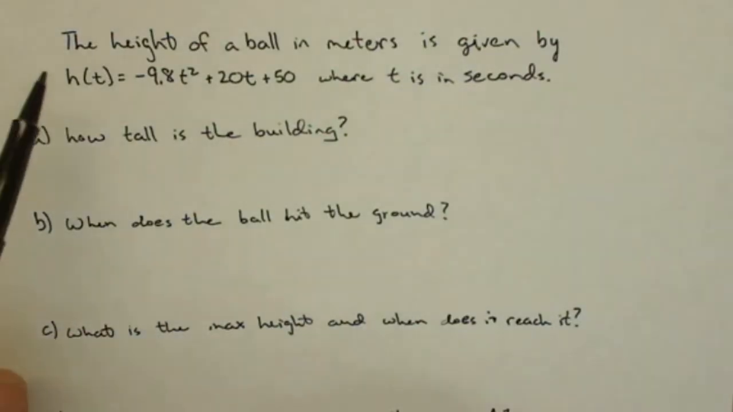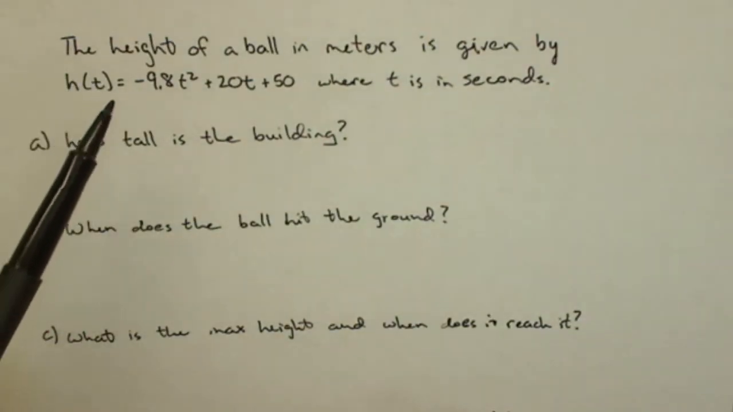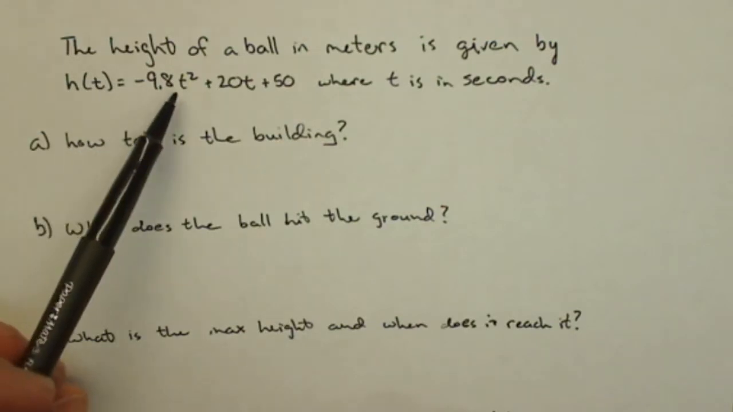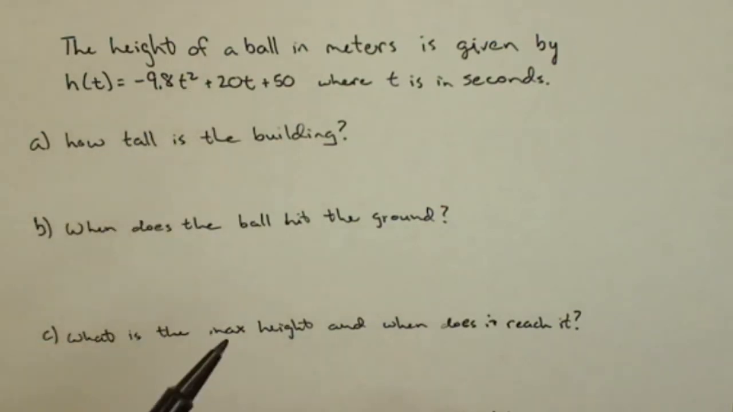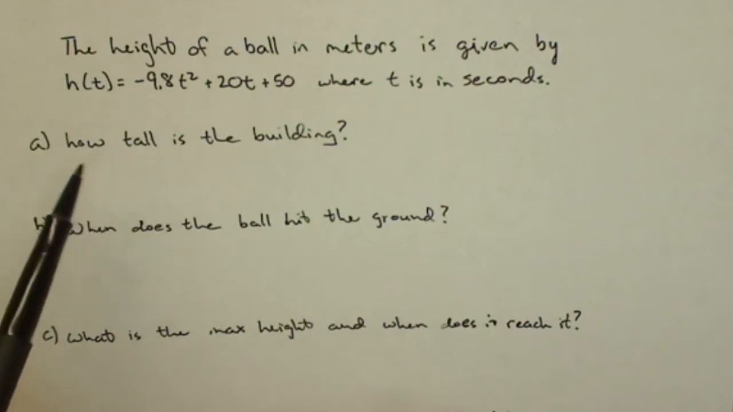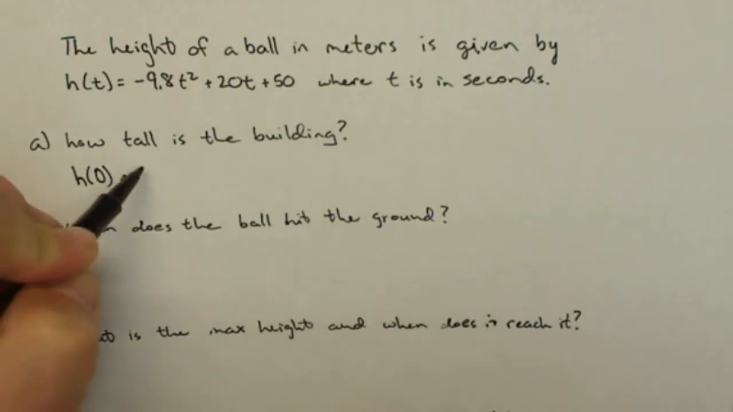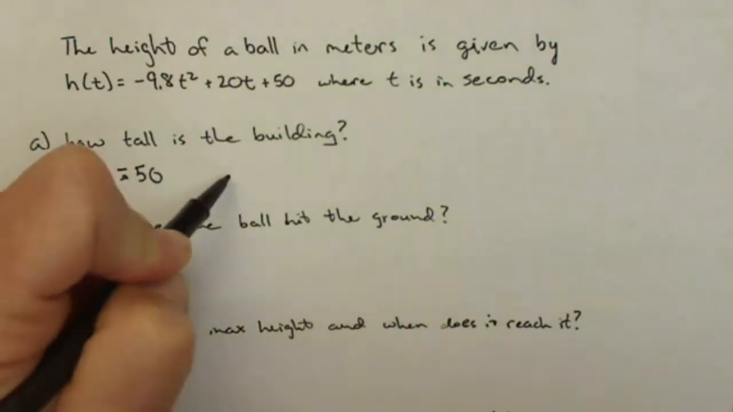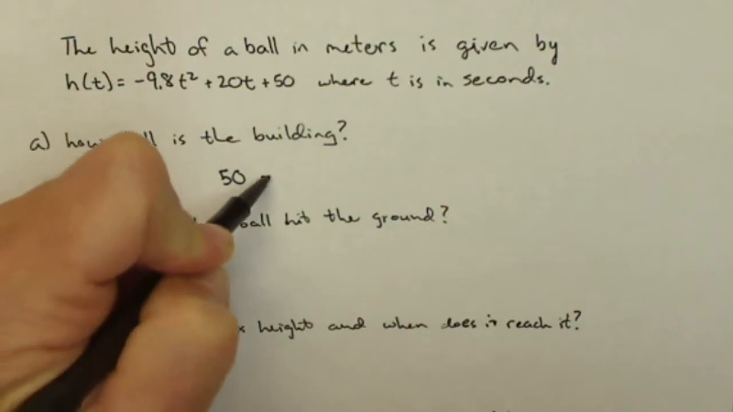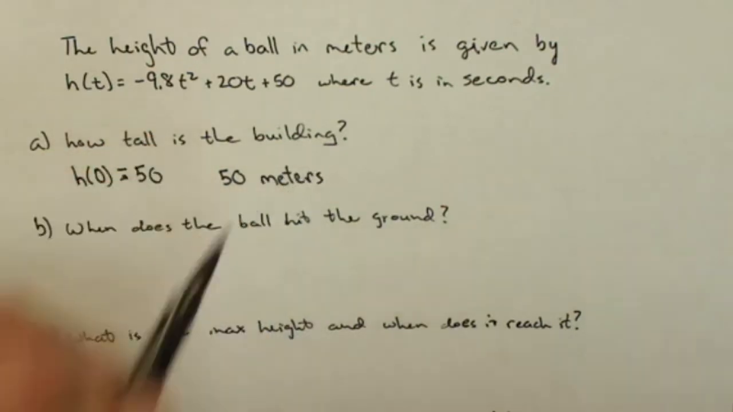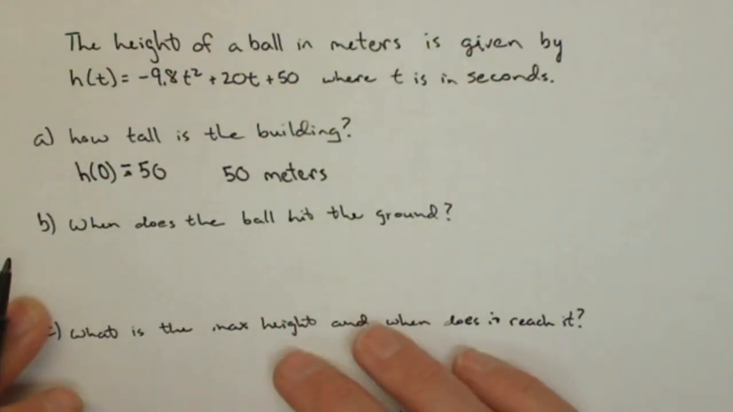So we're given that the height of a ball in meters, t seconds after it's thrown off a building, is given by negative 9.8 t squared plus 20t plus 50. Very first question is, how tall is the building? Well, that's right at the instant before the ball is thrown, so h of 0, we find out is 50. So the building is 50 meters tall. Do not forget your units.